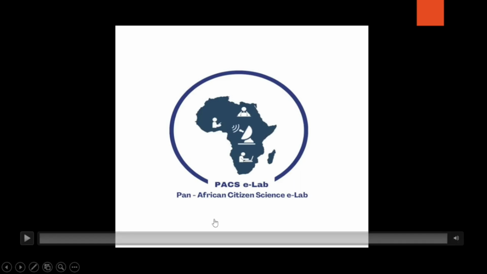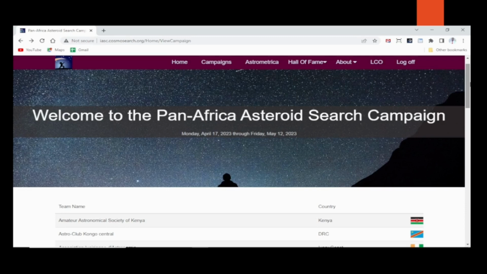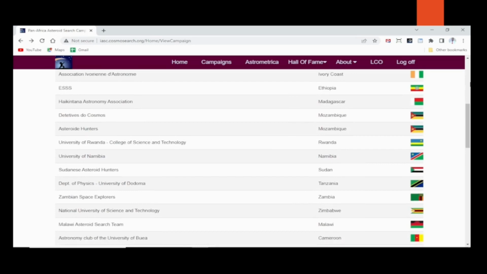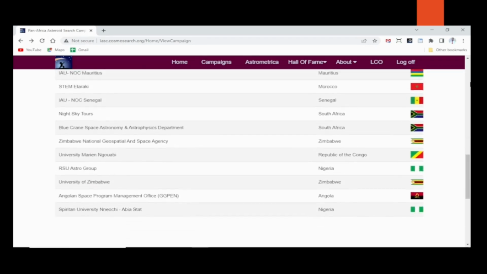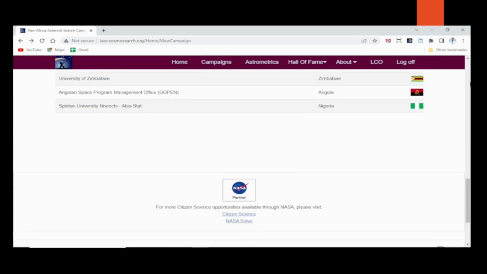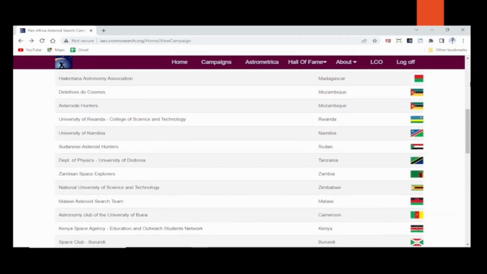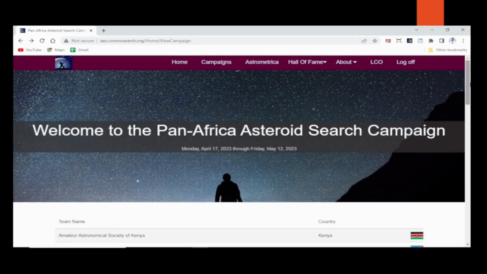And here are our African teams. We have different teams across Africa searching for asteroids. We are mostly interested in university groups, astronomy groups, space agencies. And we have been searching for asteroids for the past 3 years and have made a lot of discoveries. And I'm very, very glad that your team is joining us. We haven't really had teams from Egypt, but I'm very glad that you are the first Egyptian team that is going to be joining our program.